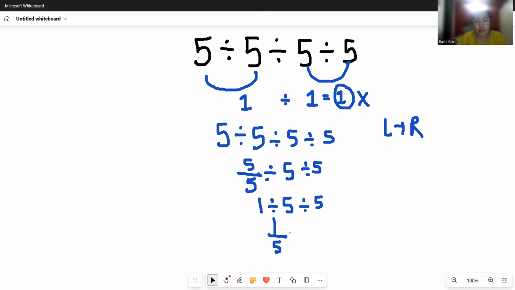1 divided by 5 divided by 5 is equal to 1 by 5 multiplied by 1 by 5. This becomes so due to the reciprocal of the right-hand side. So it's 1 by 25, not 1.